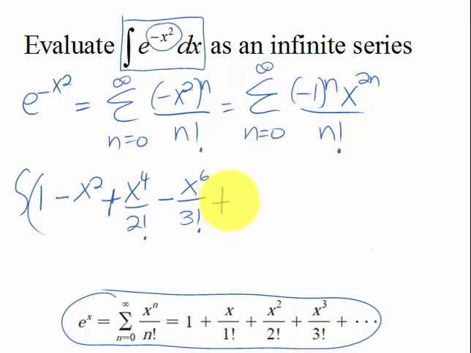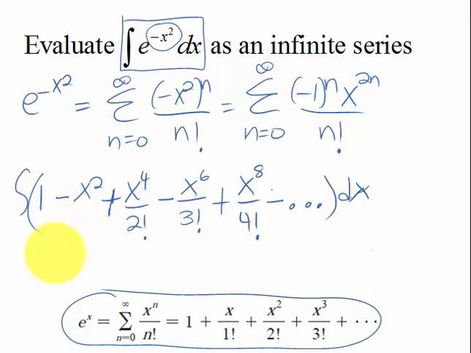So we're going to have plus, putting a 4 in, we can see the pattern as well. This is x to the 8th over 4 factorial. And it's going to continue like this, dx. And so now we can actually integrate term by term.